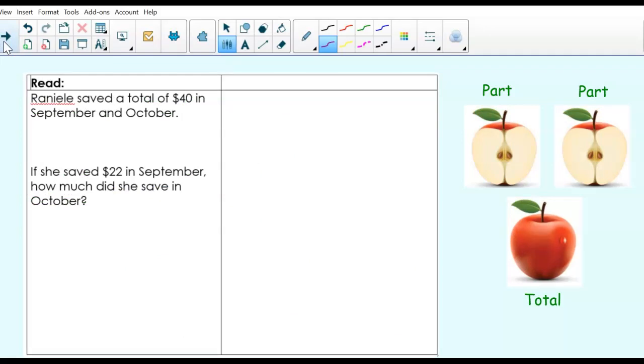Now, boys and girls, it's time to try a problem on your own. I want you to make sure you have your pencil and paper ready. Read the problem, find the key words, draw your part total picture, count up for subtraction, and solve your problem. After your problem has been solved, please unpause the video and see if you were right.